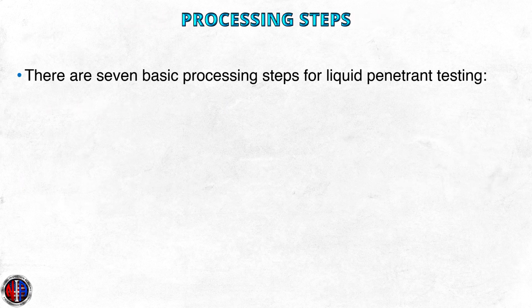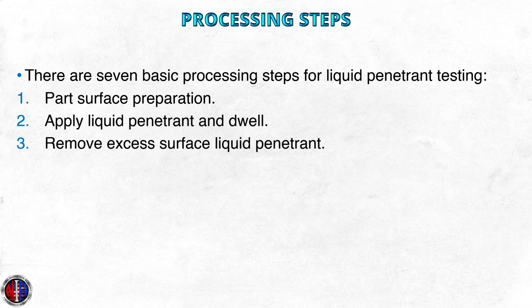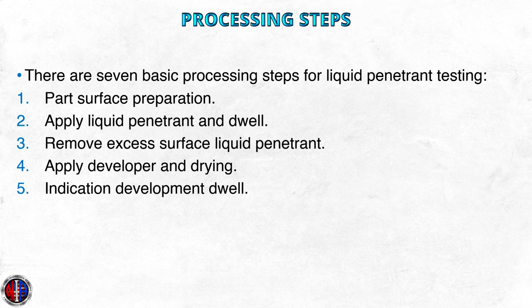There are 7 basic processing steps for liquid penetrant testing. 1. Part surface preparation. 2. Apply liquid penetrant and dwell time. 3. Remove excess liquid penetrant after the dwell time. 4. Apply a developer and any drying if needed. 5. Indication development dwell time.